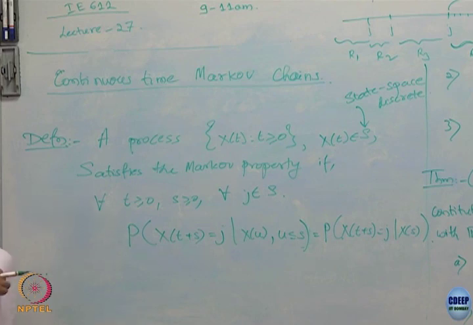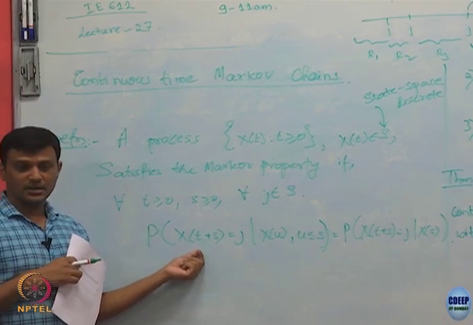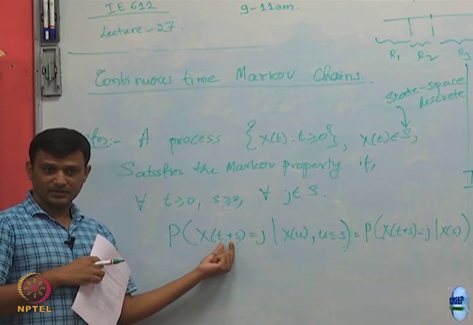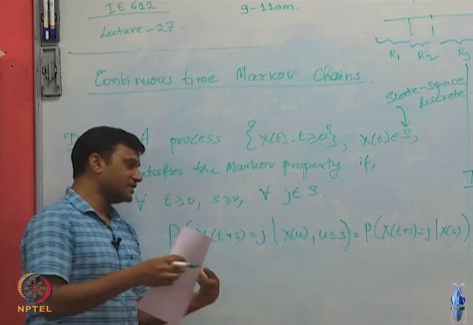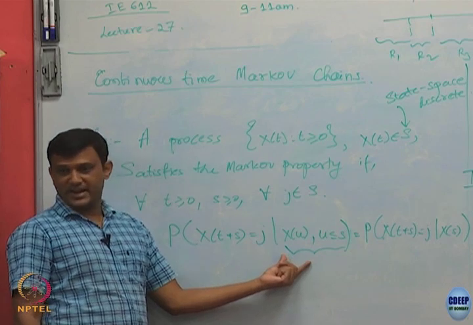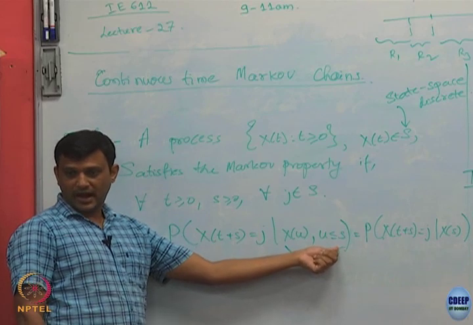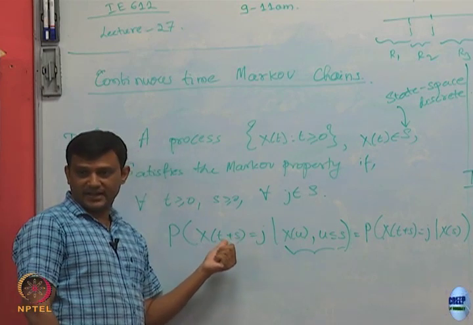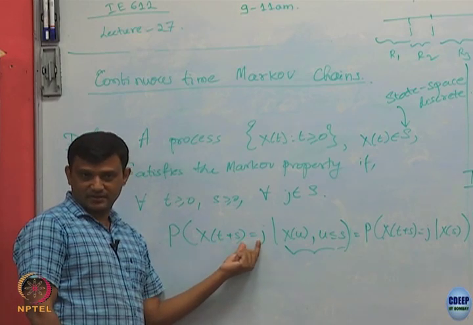What it is saying is the probability that your process takes value state j at time t plus s, given your process all the way up to s. What is this telling? This condition tells that you have been told what your process is till time s. And now you are interested in knowing the probability that in a further t more time, that is s plus t, you are going to take state j. What is this probability?